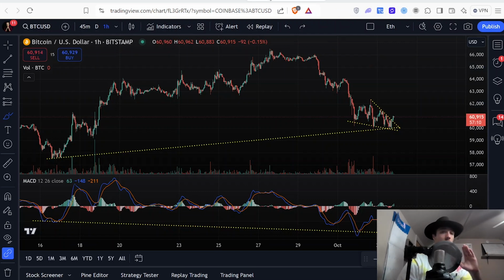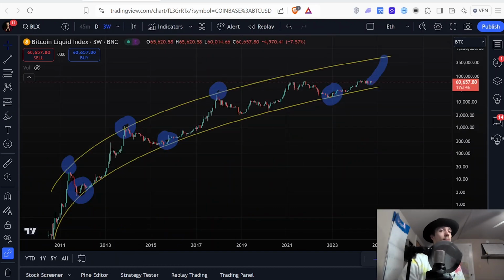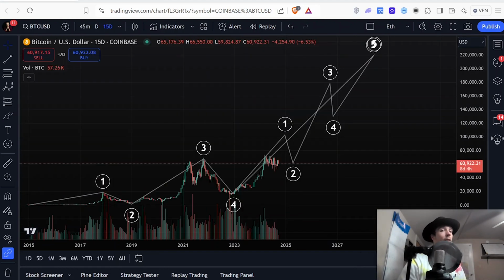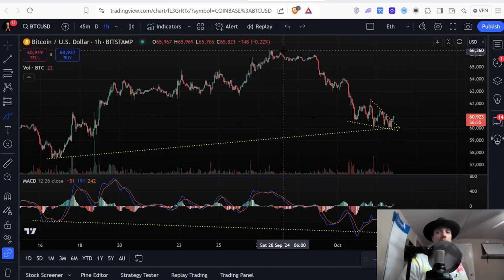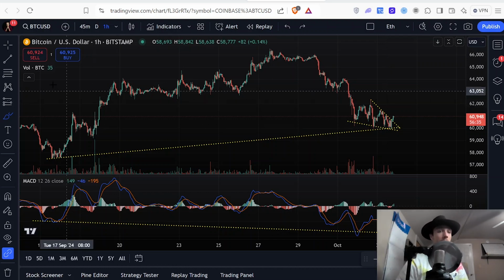You guys, the 1 hour time frame looks bullish. The 3-day time frame looks bullish. The 3-week time frame looks bullish. And the 15-day looks bullish. So don't let a little pullback here from about 66K down to 60K scare you out of the market. There's a lot of FUD. There's a lot of fear out there in the world. But I'm here to tell you that I think Bitcoin is going to go a lot higher. So don't buy into that fear and get ready for big things.